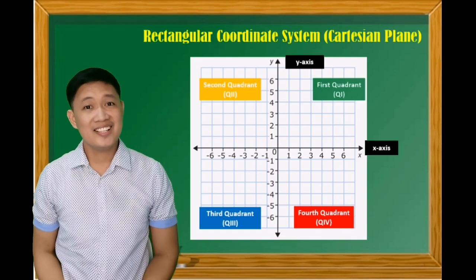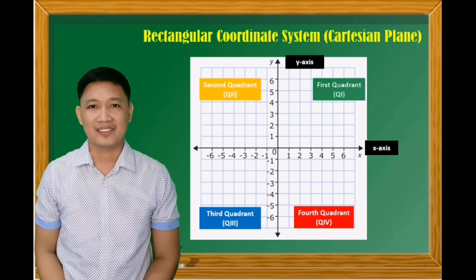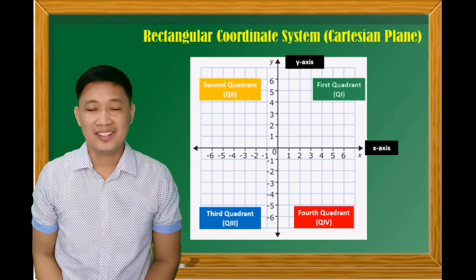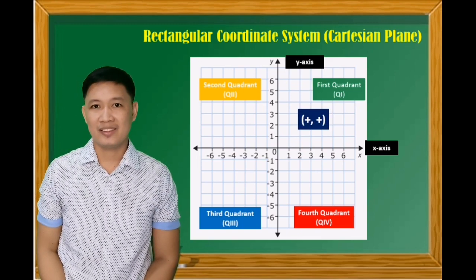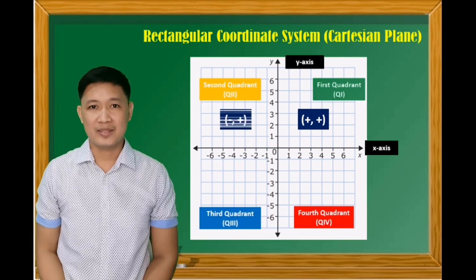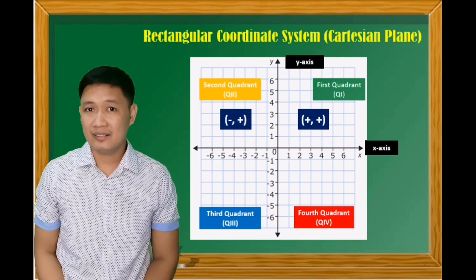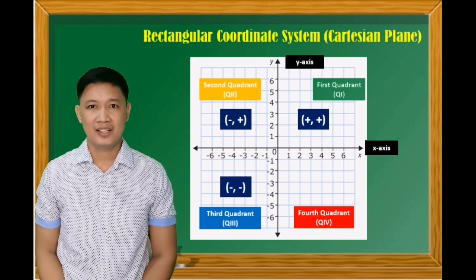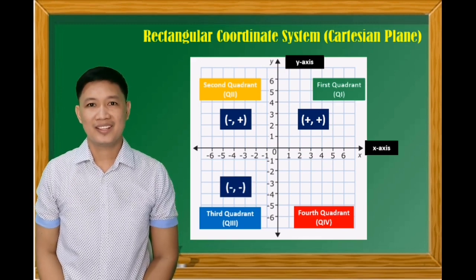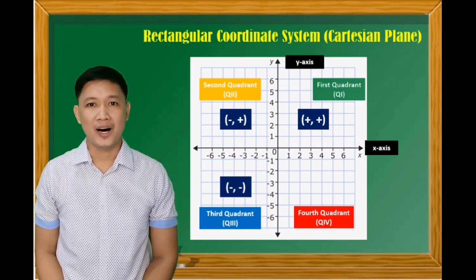With that, we can tell the sign of the coordinates in each quadrant. In the first quadrant, both x and y are positive. In the second quadrant, x is negative and y is positive. In the third quadrant, both x and y are negative. And in the fourth quadrant, x is positive and y is negative.